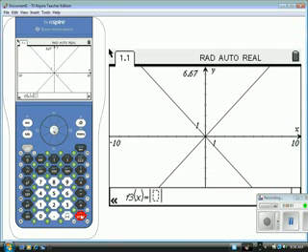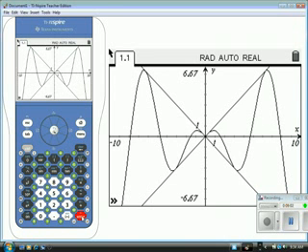Now Control Times, I'm going to do absolute value of X, arrow over, times cosine of X. And then I'm done.